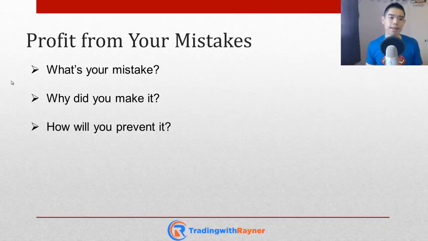Another example, let's say you make another mistake of, let's say, position size. Instead of risking 1% on the trade, you risk 10%. Okay, that's your mistake. Why did you make it? Maybe because you're doing some manual calculation and your math isn't too good, or it's a careless mistake on your part. Okay, that's why you made a mistake. How will you prevent it?